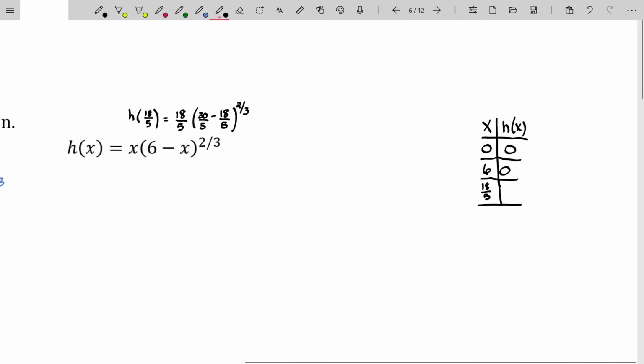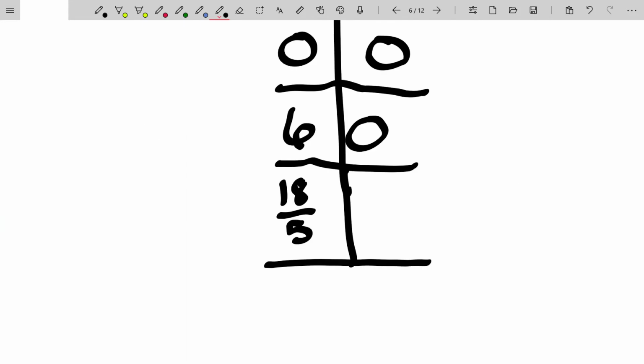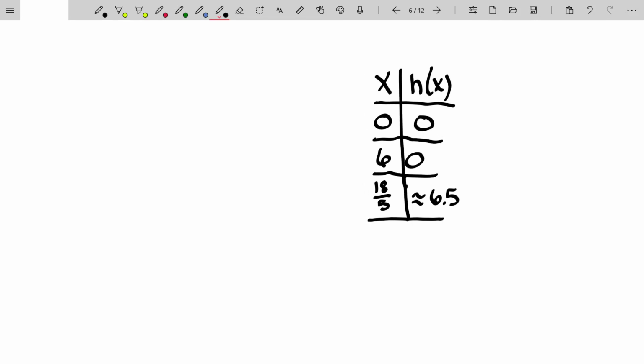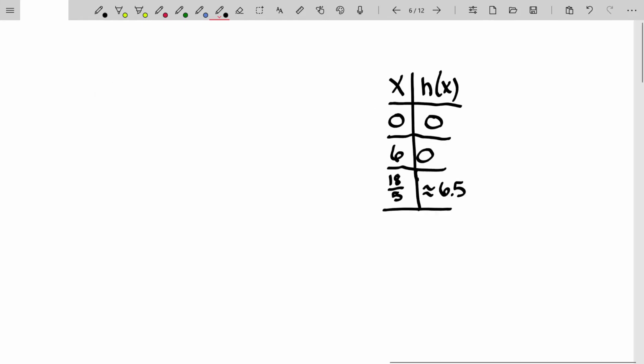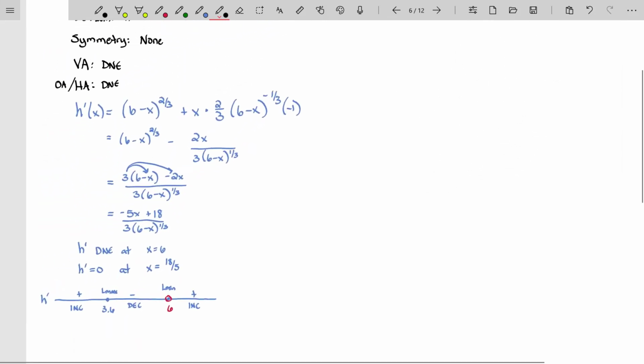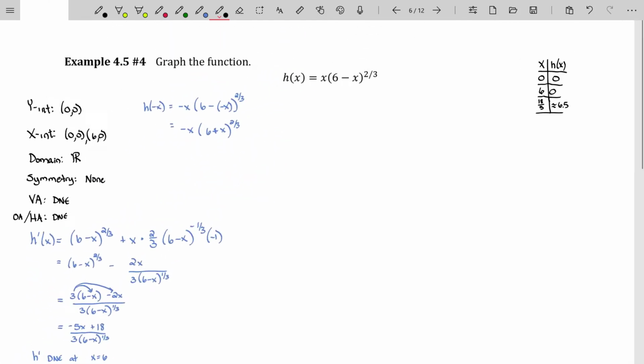I might just do that if you're one of my students. So quickly, I'm going to compute this. And it is approximately 6.5. There we go. I don't need to label this table with local max, local min, and stuff like that, because I'm going to do that on my number line. So these are just for the points itself. Let's see. Anything else?